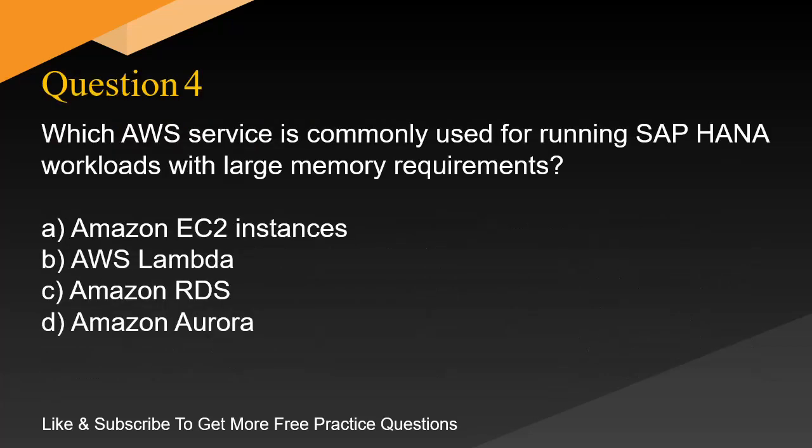Question 4. Which AWS service is commonly used for running SAP HANA workloads with large memory requirements? A. Amazon EC2 instances. B. AWS Lambda. C. Amazon RDS. D. Amazon Aurora.